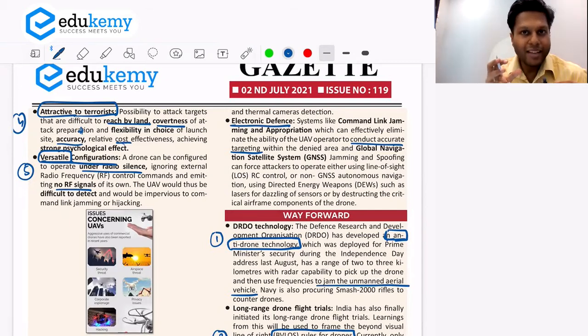So they are very advantageous for the terrorist as well. Also, it has got a versatile configuration. Many such devices which are used in terrorist attacks transmit and receive signals. Drone can be under radio silence completely. That means since no signals are received by drones, detecting a drone is very tough. They have got ultimate capacity to attack in case it is required.